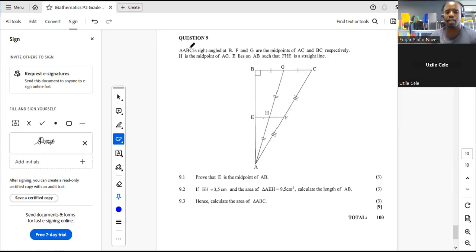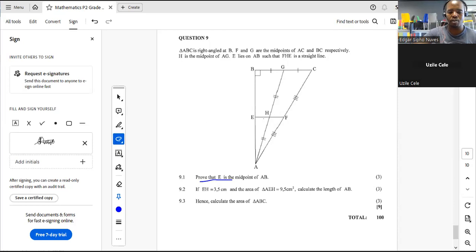Now, question 9. Triangle ABC is right angled at B. There it is. F and G are midpoints of AC and BC. So F is a midpoint of line AC and G is a midpoint of BC. So H is a midpoint of AG. And then E lies on AB such that FHE is a straight line. Now it says prove that E is the midpoint of AB.